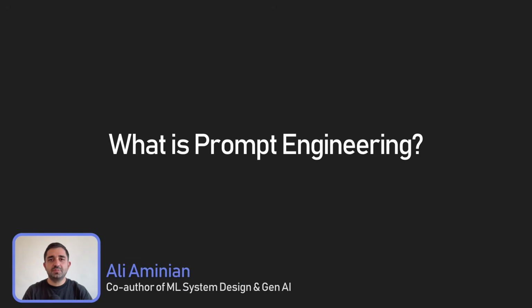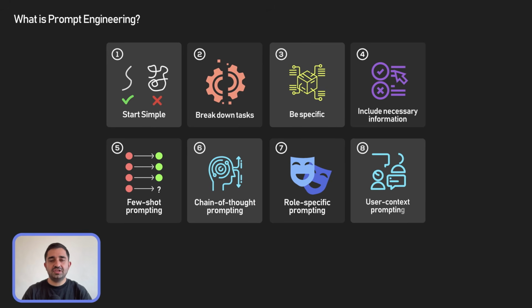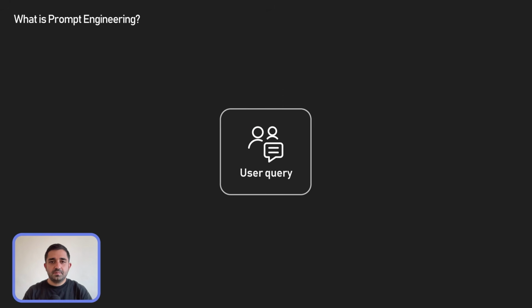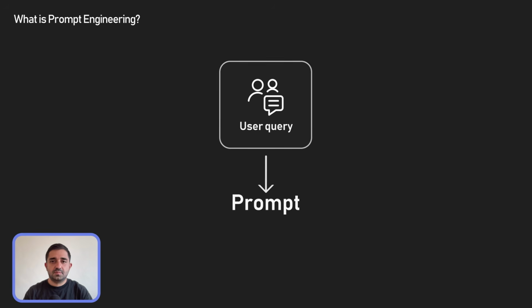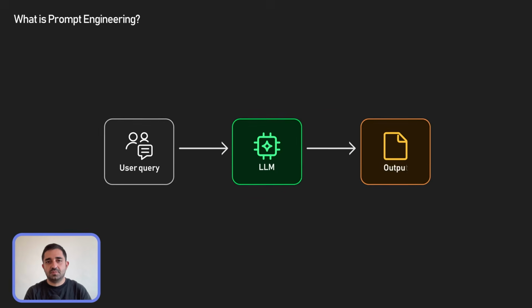Today, we'll explore prompt engineering and understand why it's such an essential skill for AI engineers. Traditionally, a user provides a query, and this query is called a prompt. It is passed to the LLM, which processes it and generates an output.